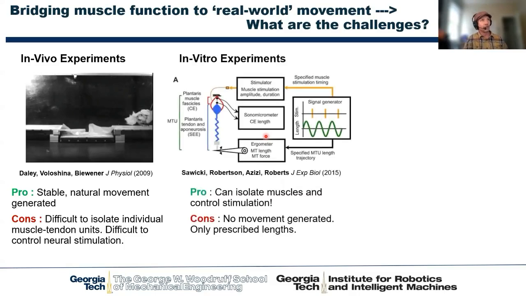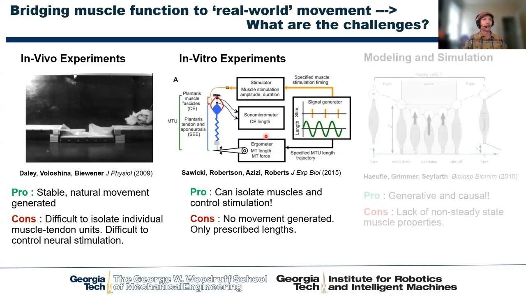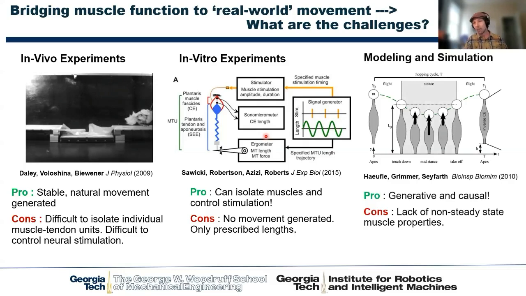On the other hand, if you go to in vitro experiments, as we've heard already nicely from Jenna and Kiisa, you can really isolate the dynamics of a single muscle or maybe even a single muscle tendon unit, but you don't have real movements, right? You're not coupled in an emergent way to, say, body dynamics, mechanics, sensory feedback's not at play, et cetera, et cetera.